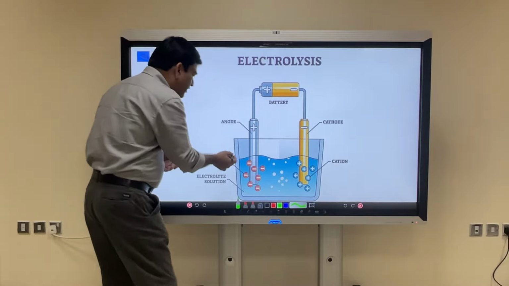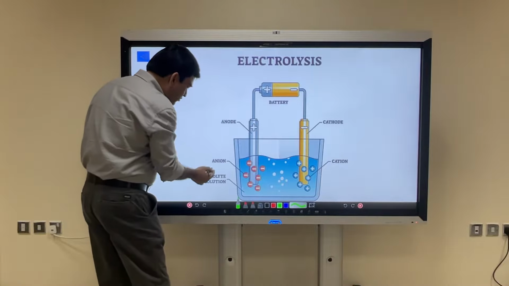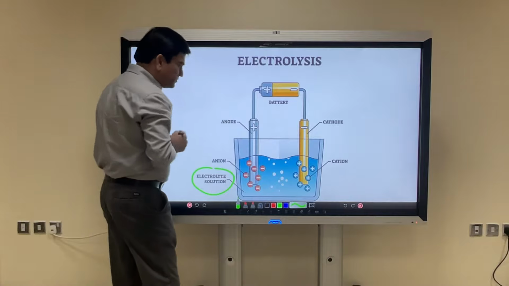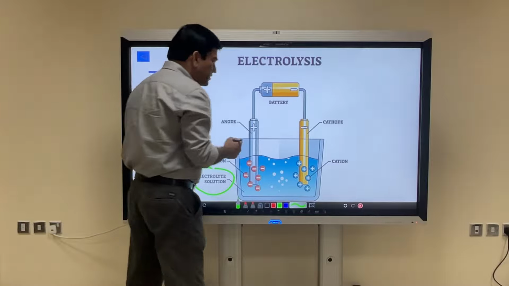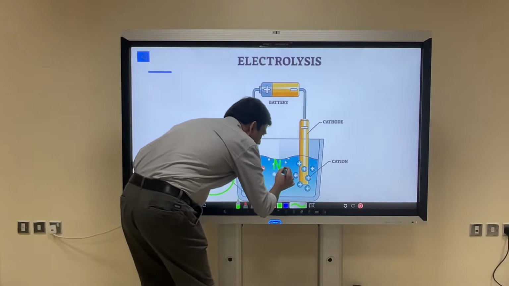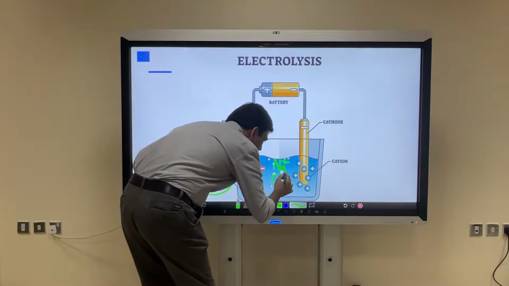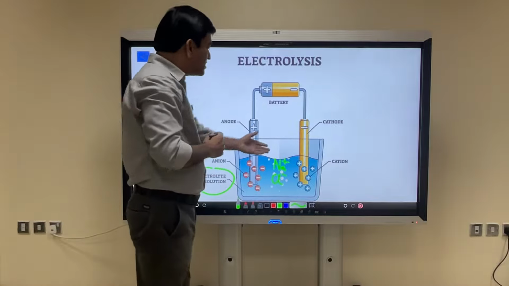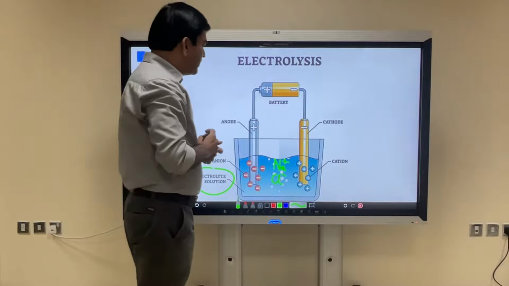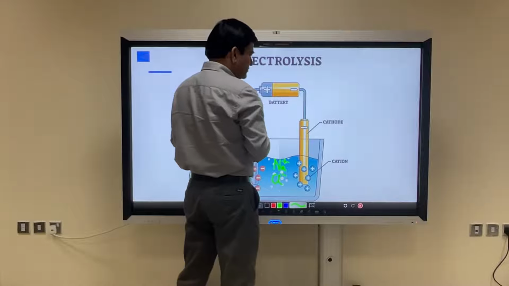You take an electrolyte chamber, and you take an electrolyte solution over here. Now, for example, you have Na+, that's an ion, and you have Cl-, that's another ion. One has a positive charge and one has a negative charge. And you have two electrodes over here.